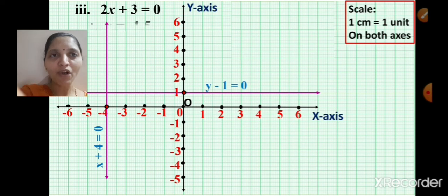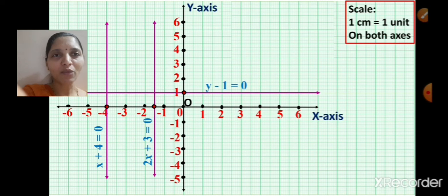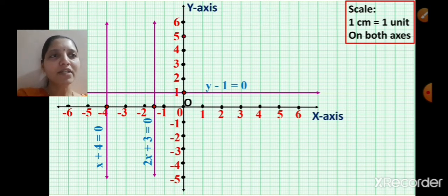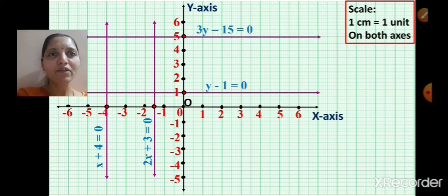So through that point we have to draw a line which will have equation 2x plus 3 is equal to 0. Okay. Now let's see the fourth equation. 3y minus 15 is equal to 0. That is nothing but y is equal to 5. So it must be parallel to the x-axis. So let's draw a line passing through point 5. So here will be your fourth line which will have equation 3y minus 15 is equal to 0.